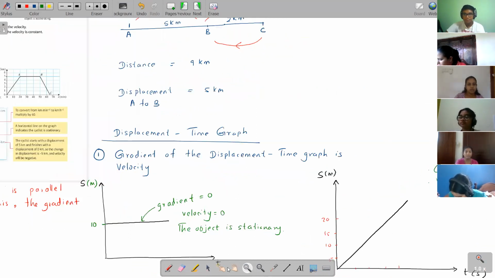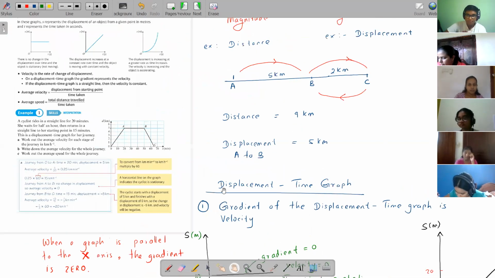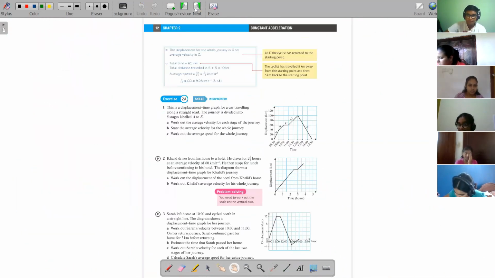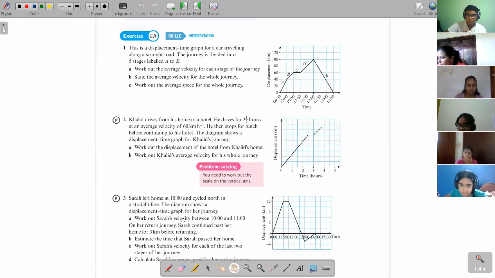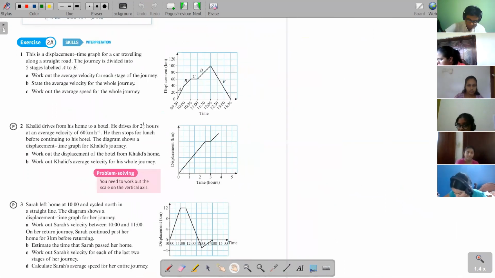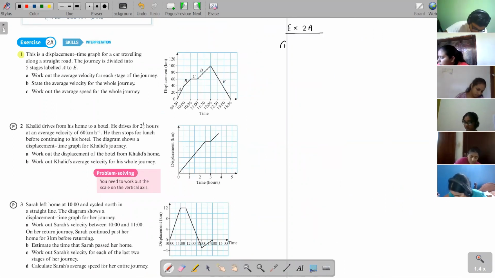Okay, so let's go for a question. We'll go for exercise 2A, question number 1. Let's start with this.